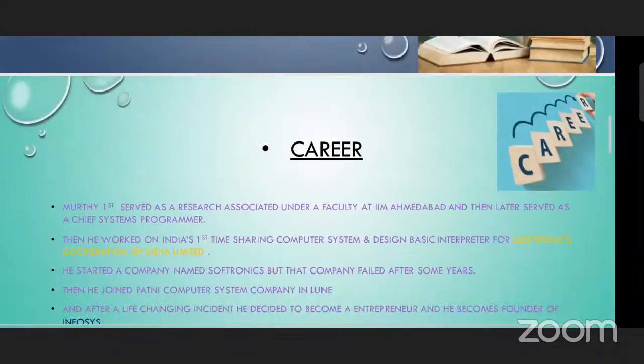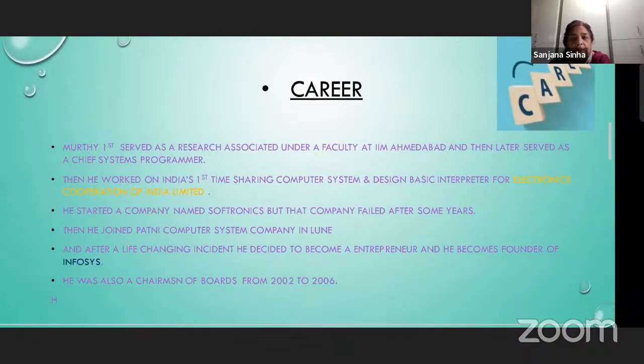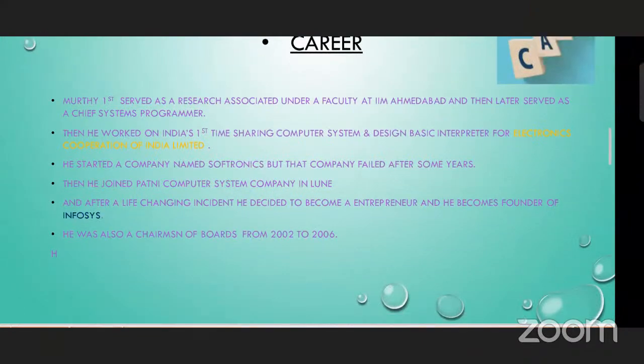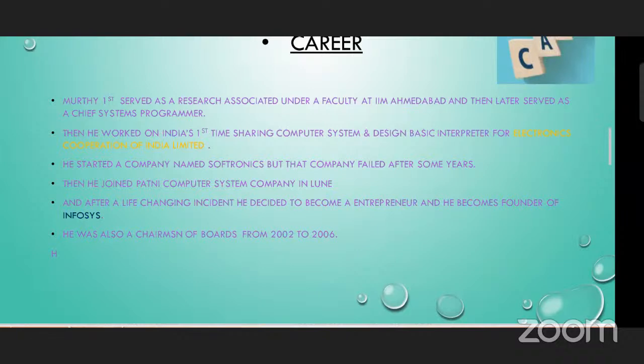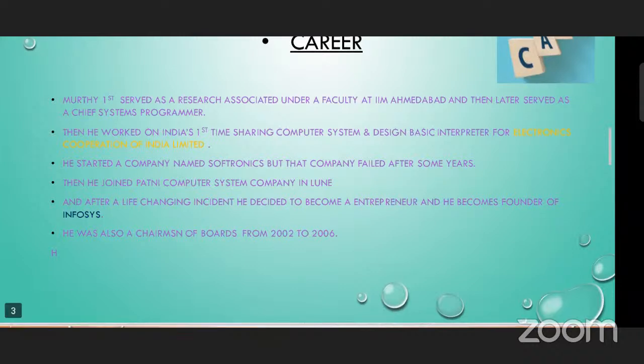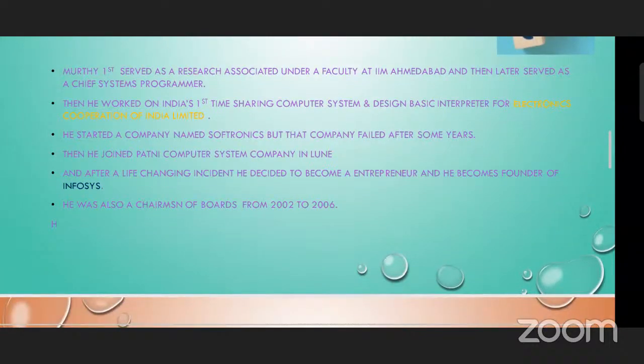Here I am talking about his career. Murthy first served as a research associate under a faculty at IIM Ahmedabad and then later served as a chief system programmer. Then he worked on India's first time sharing computer system and designed a basic interpreter for Electronics Corporation of India Limited.